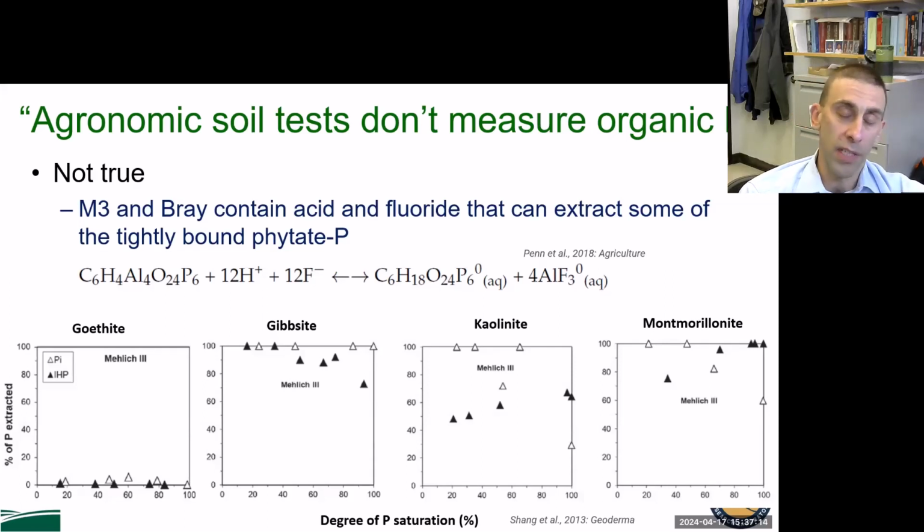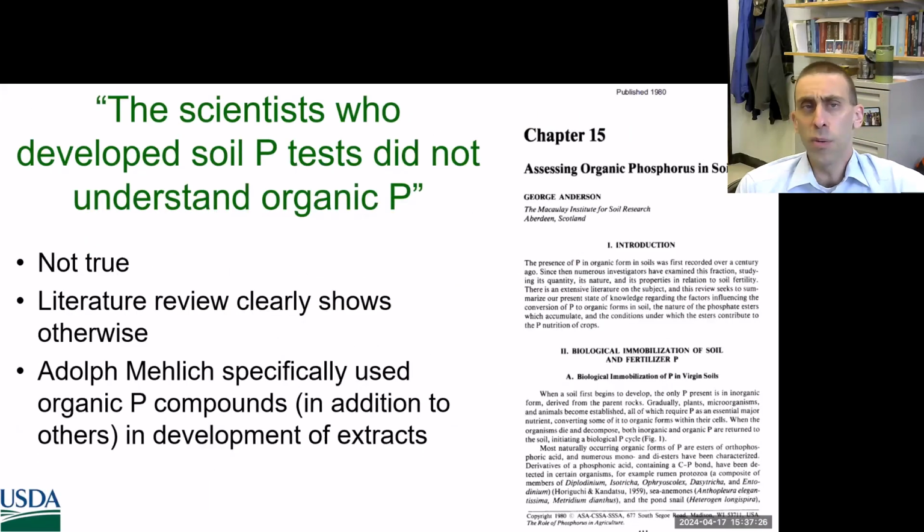Other soil extracts, even the Olsen based on bicarbonate, can extract some organic phosphorus. It tends to maintain a high pH, and that hydrolyzes some of the soil organic matter, releasing some organic phosphorus. This one's similar, goes along with the last one. The scientists who developed soil phosphorus tests did not understand organic P. This is absolutely not true.